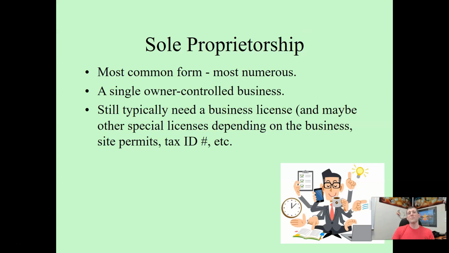All right. So sole proprietorships, let's talk about those. As we just saw, it's the most common form, most numerous. You only have one owner of that particular business. And it's relatively easy to form. There's still some things you got to go through. You have to get a tax ID number from the IRS. Typically, you have a few state forms you have to apply for. Maybe need a business license.